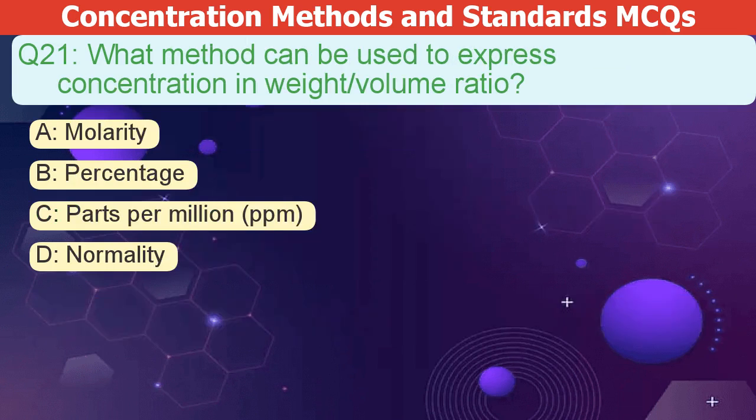What method can be used to express concentration in weight/volume ratio? A. Molarity. B. Percentage. C. Parts per million, ppm. D. Normality.